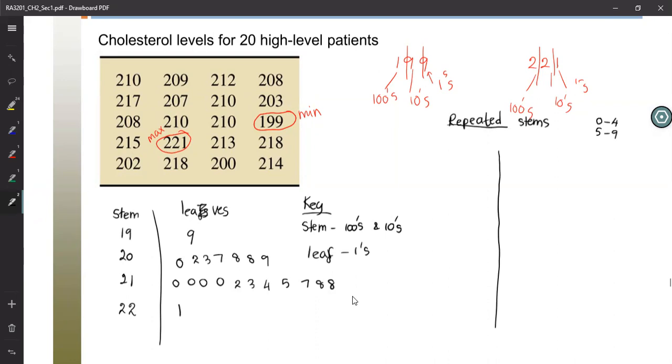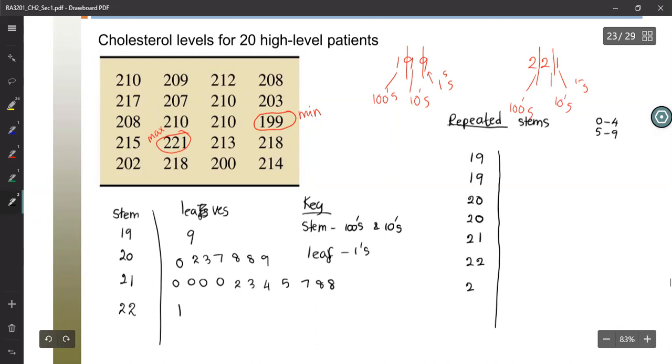You are going to repeat every stem. Now in this one, we are going to do it 2 times. 19 twice, 20 twice, 21 twice, 22 twice. So the first 19 is for 190 up to 194. The next is for 195 up to 199.